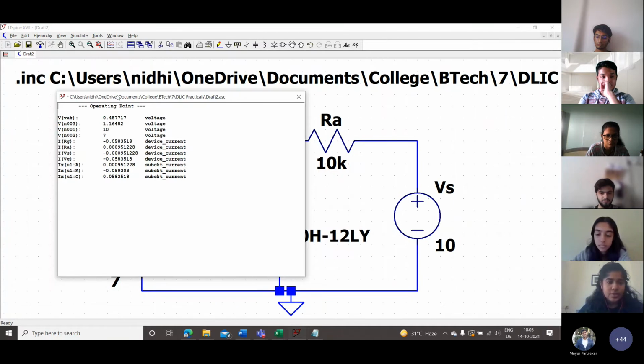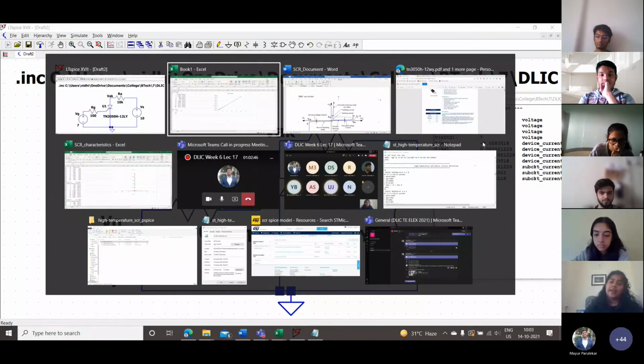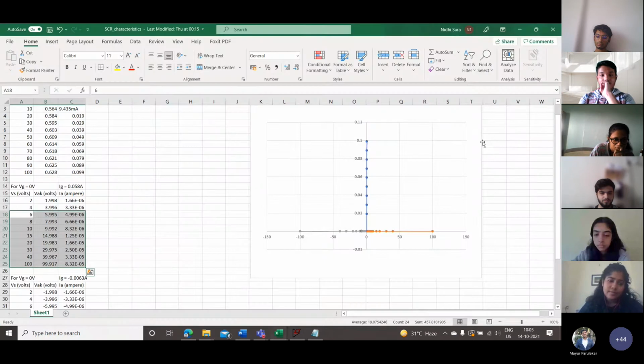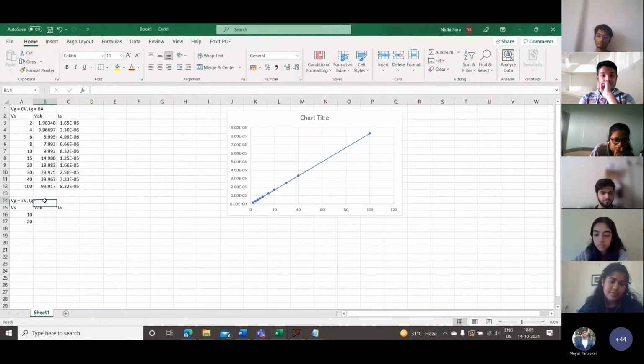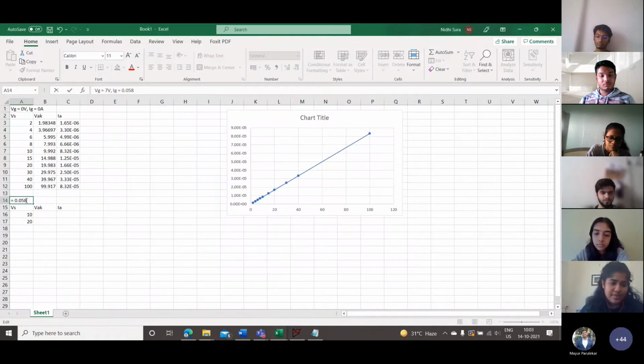Okay. So what we're observing is our gating current is equal to minus 0.058 amperes. So let's just, wrong document. Let's add that in. That did something weird.